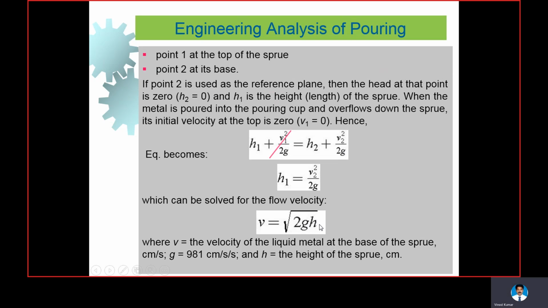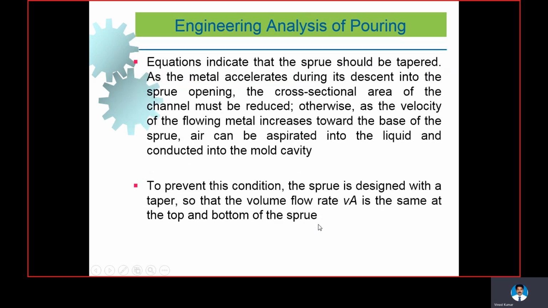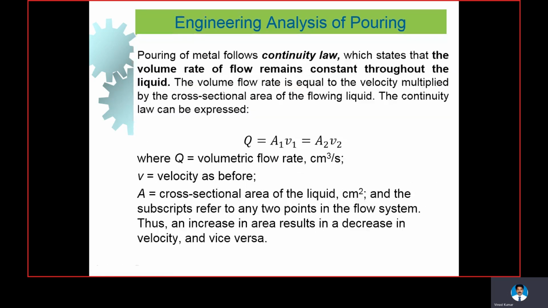Now we can apply the continuity equation also in here. The continuity equation says there is constant flow throughout the area. So A1 V1, area times velocity, is equal to area 2 times velocity 2. As area decreases, velocity increases. The total flow remains the same, Q remains the same. So A1 V1 is equal to A2 V2. A1 is the area at 1 and V1 is the velocity at 1. A2 is the area at 2 and V2 is the velocity at 2.